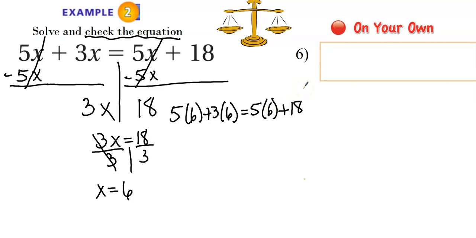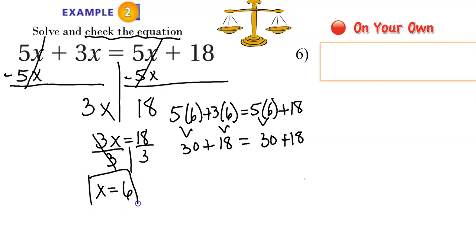Okay, so now I can start doing the math. 5 times 6 is 30, plus 3 times 6 is 18, right? We're using order of operations. We're doing multiplication first. And then I go over here and I do the same thing. 5 times 6 is 30. Oh, check it out. I can see that we did get the right solution of x equals 6. I have to add the 30 plus 18, and I get 48 equals 30 plus 18. Again, is 48. Check.